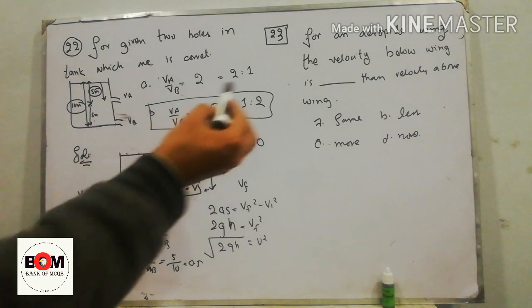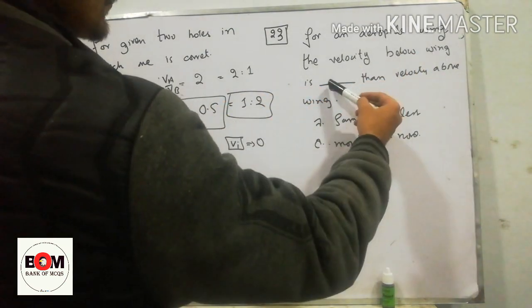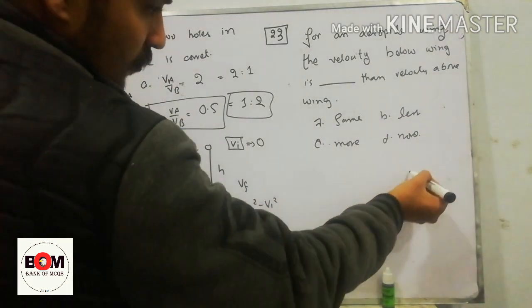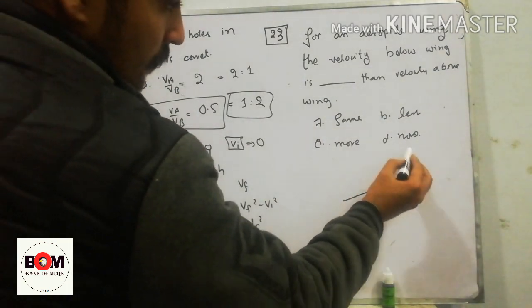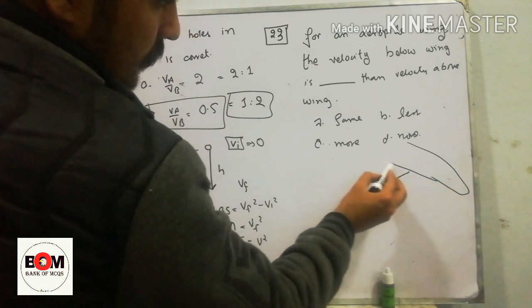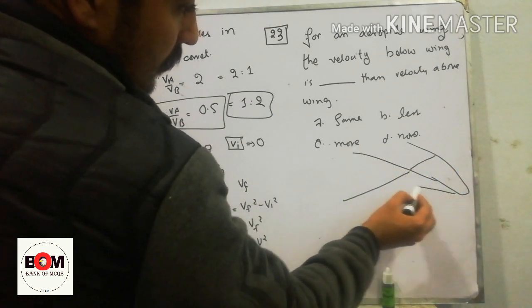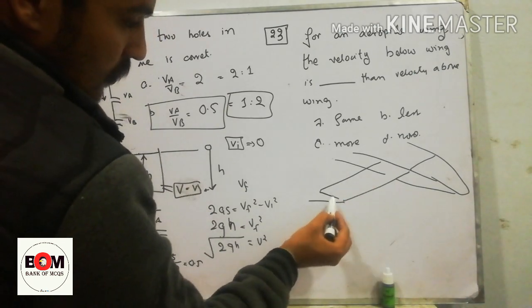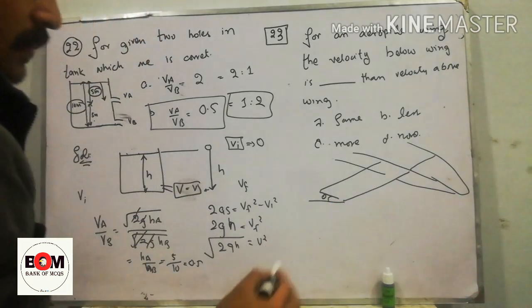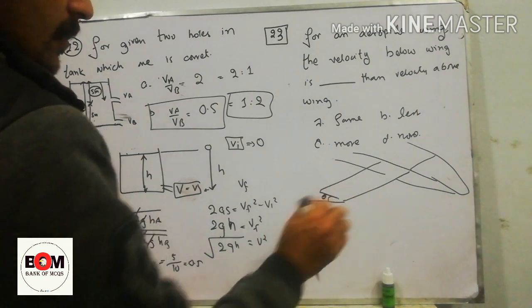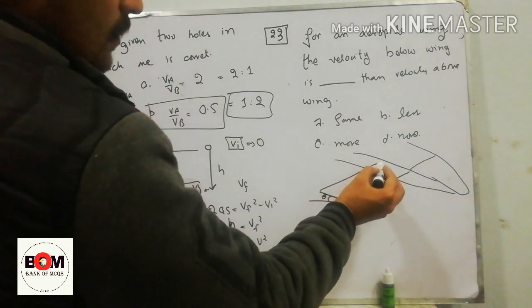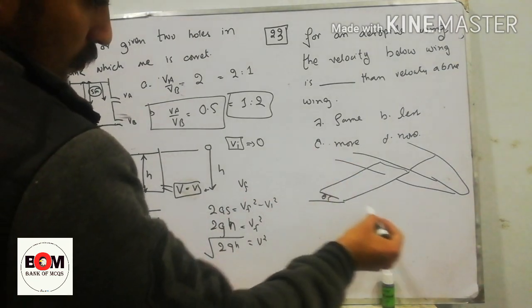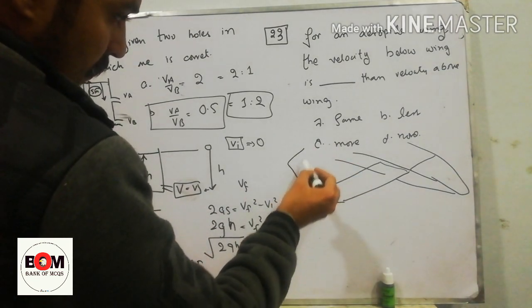Next, for an aerofoil wing, is the velocity below the wing greater, less or the same as the velocity above the wing? If we look at the wing of an aeroplane, remember that the wing is set at an angle theta, not a plane surface. So we give the wing an angle like that.